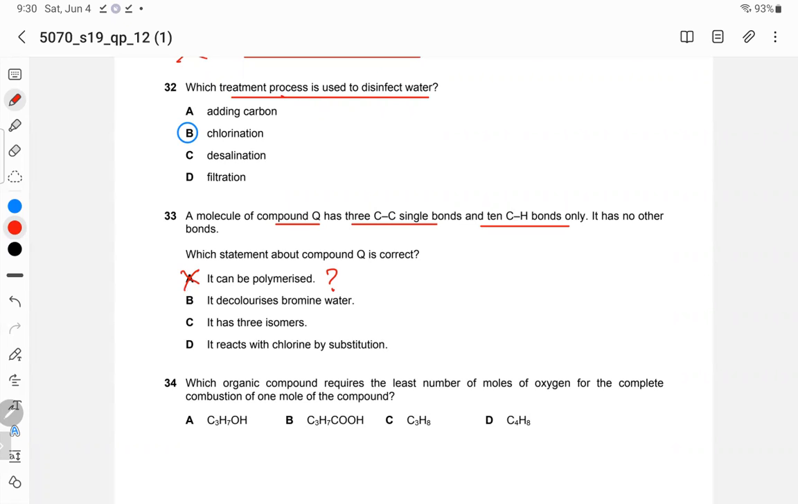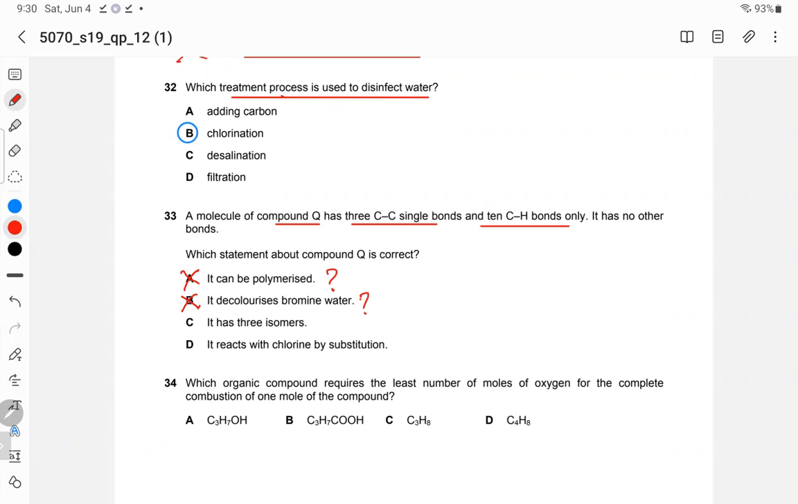It decolorizes bromine water. Alkenes decolorize bromine water when there is a double bond, and it doesn't have a double bond, so it does not decolorize bromine water. So statement B is incorrect as well. Is this clear?